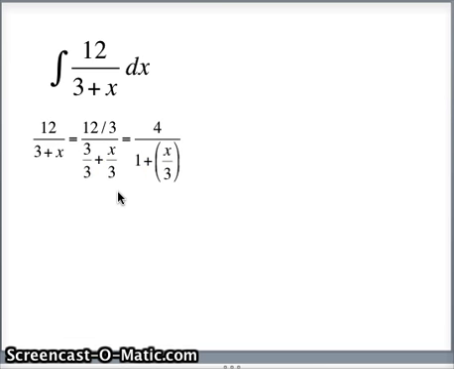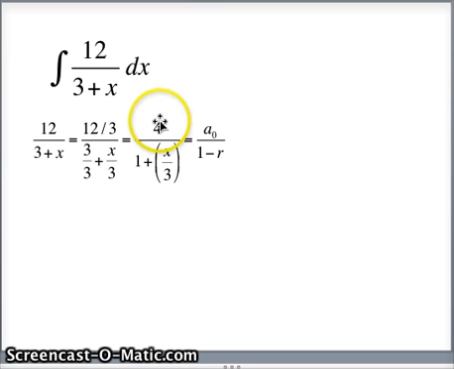We want to match this to a geometric series. And we know that if the common ratio is between negative 1 and 1, the geometric series will converge to a naught over 1 minus r. So we're assuming this is in the form of a naught over 1 minus r. If that's the case, our a naught is 4 and our r is negative x over 3, because 1 minus negative x over 3 is equivalent to 1 plus x over 3. So we have our first term and we have our common ratio.